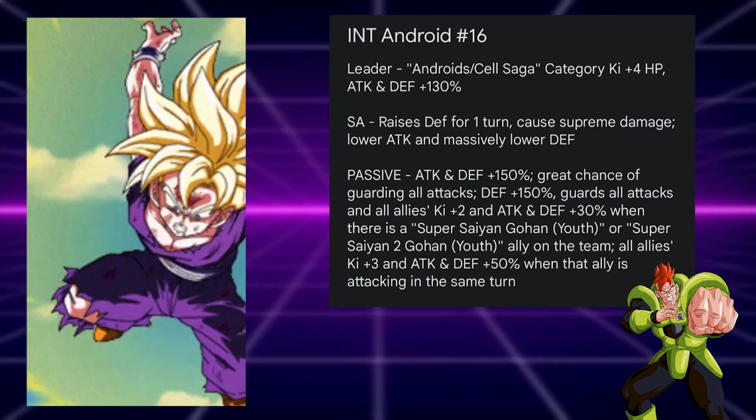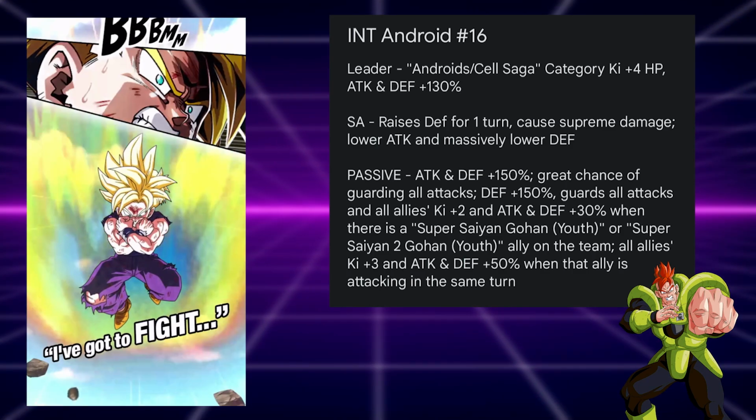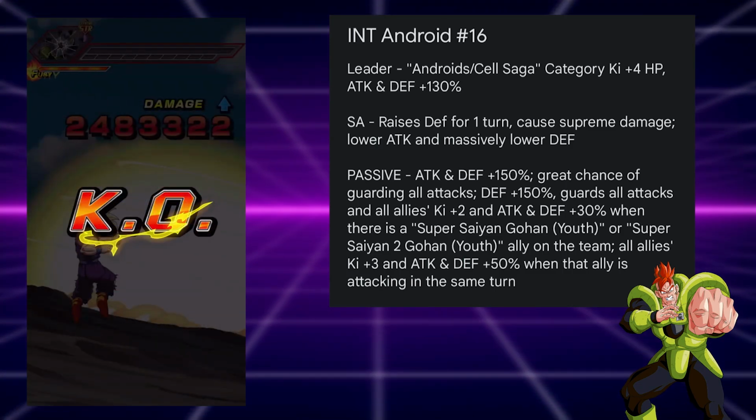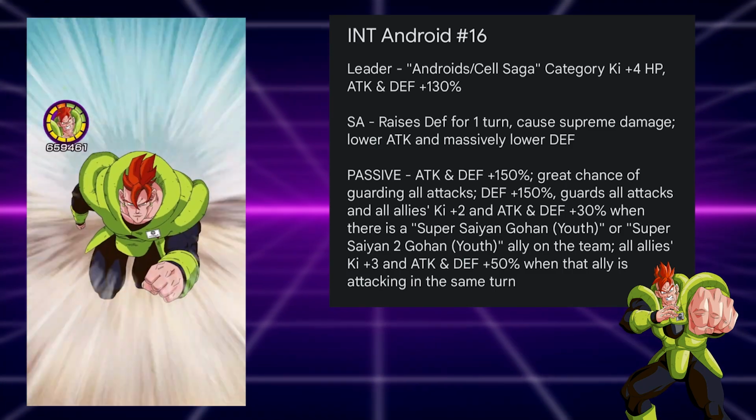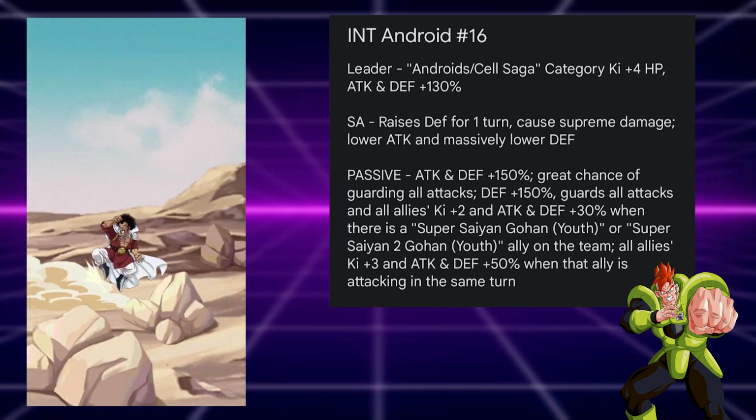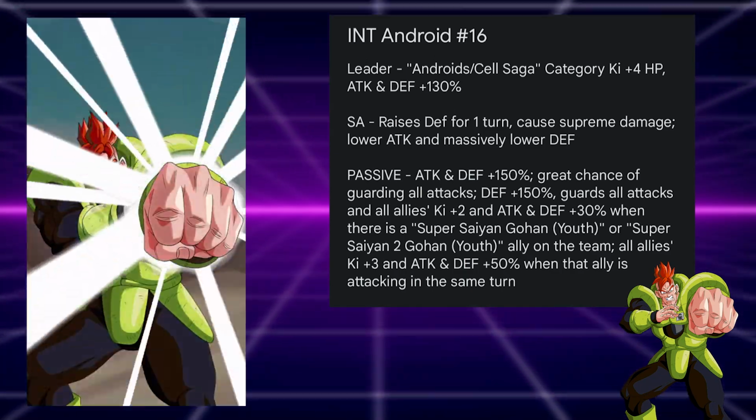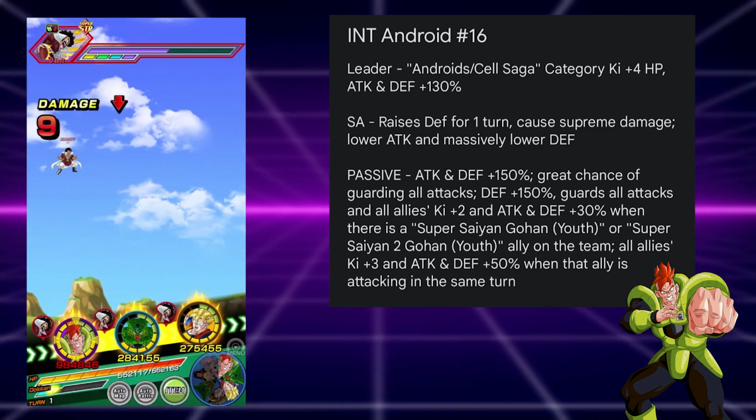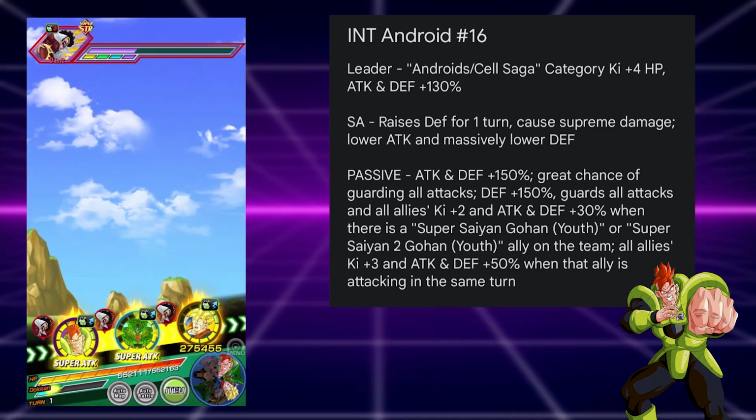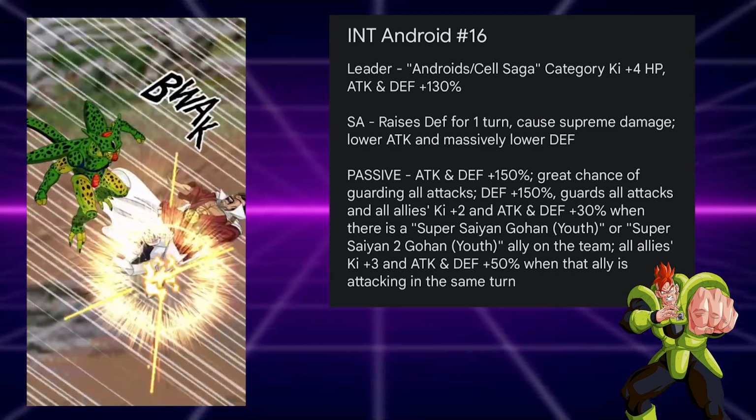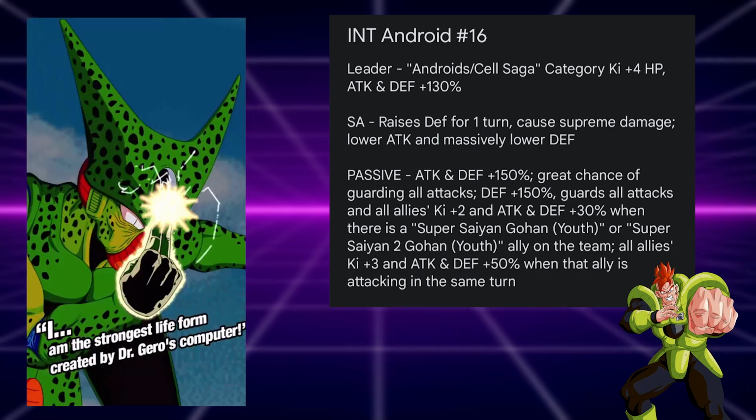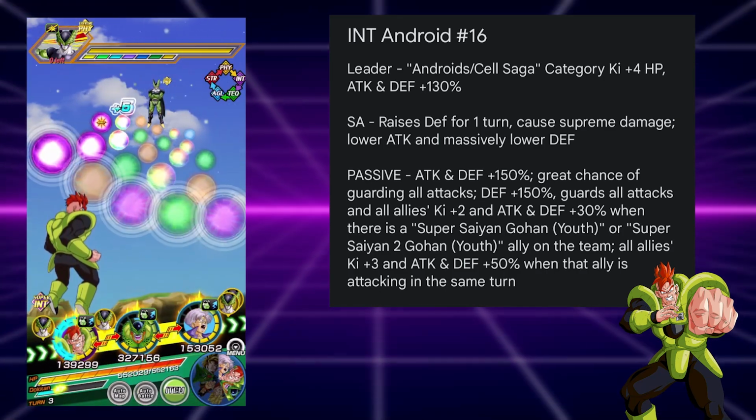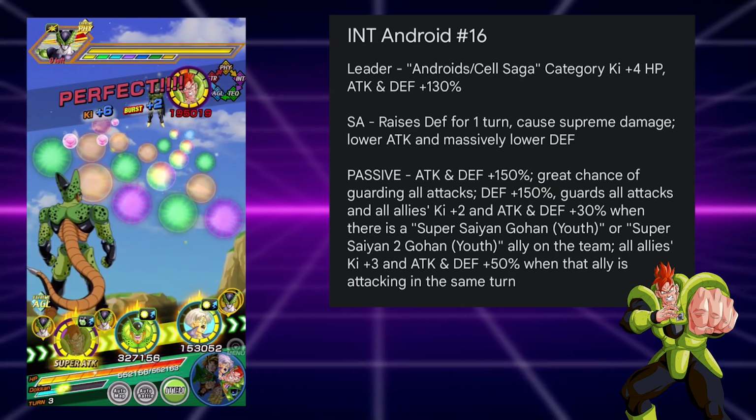And we'll get into the meat now, the passive, which is very different. So originally it was just ATK and DEF +100%, high chance of guarding all attacks, DEF +100%, and all allies Ki +3 and ATK +50% when your team has Super Saiyan 2 Gohan or Super Saiyan Gohan (Youth) attacking in the same turn. Not very good. So I changed the 100 to 150 and the high chance to guards to great. When there is a Gohan on the team, he now gets a guaranteed guard and an extra 150% DEF, which really should help.